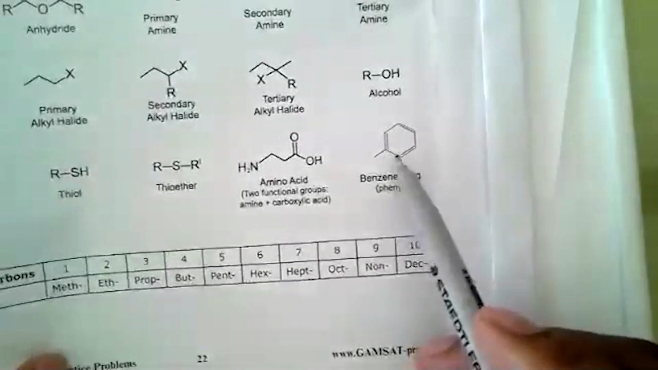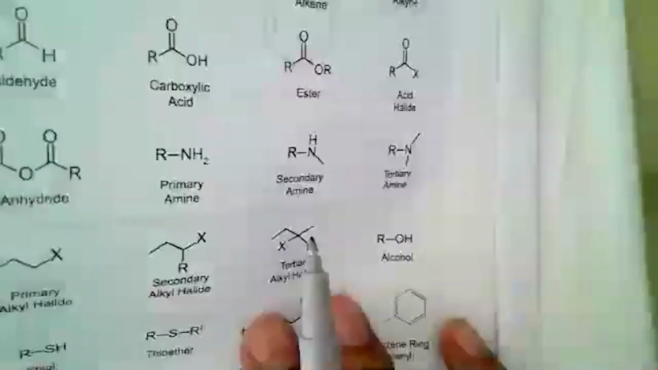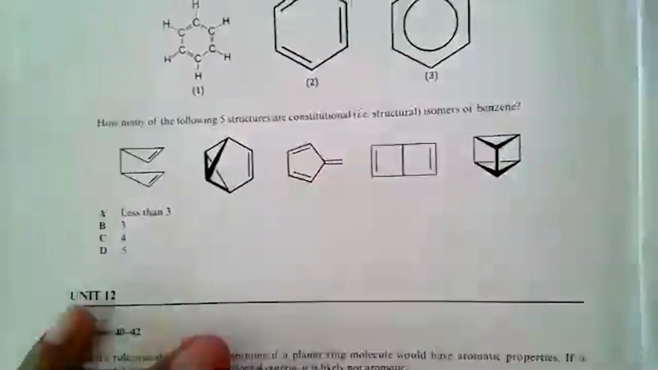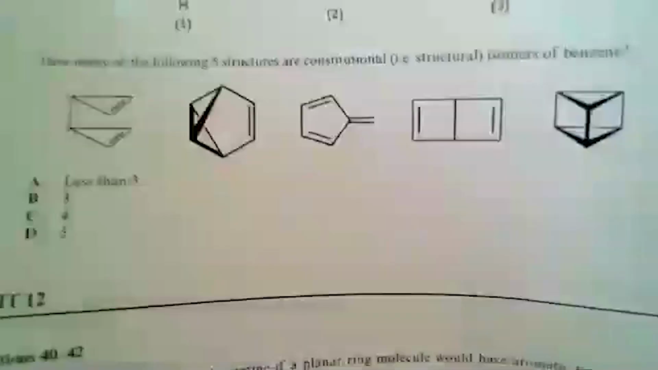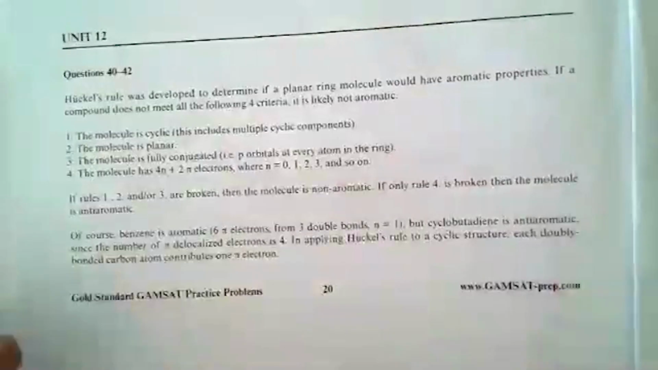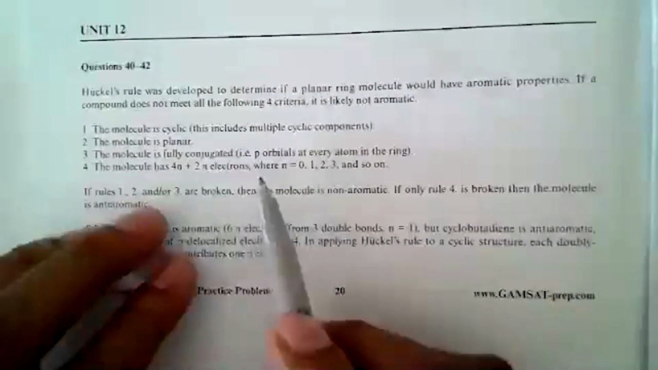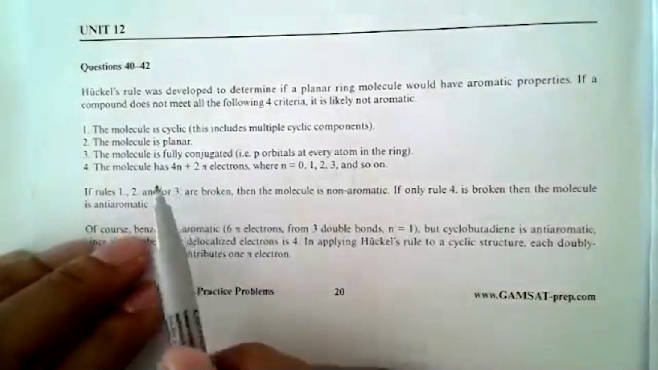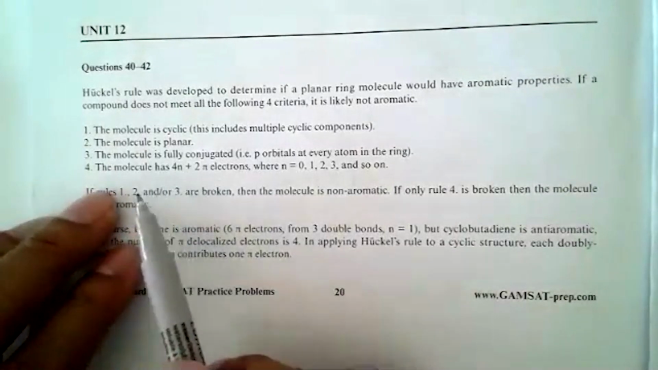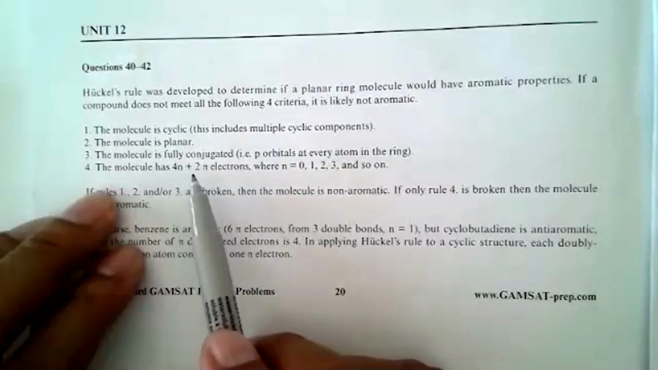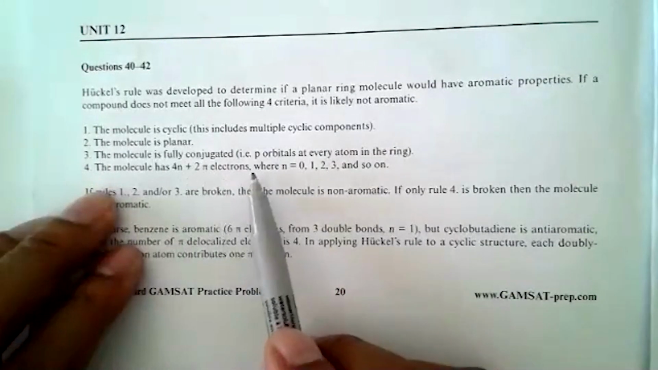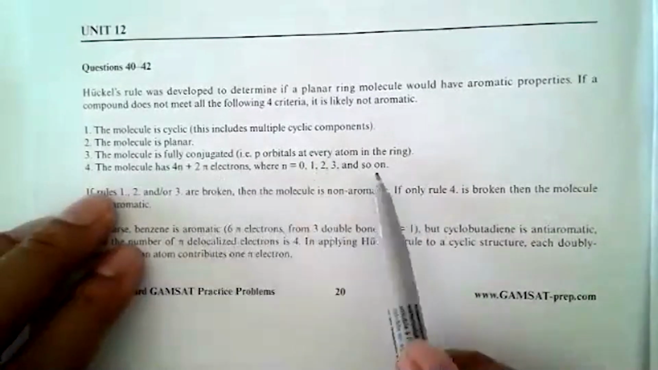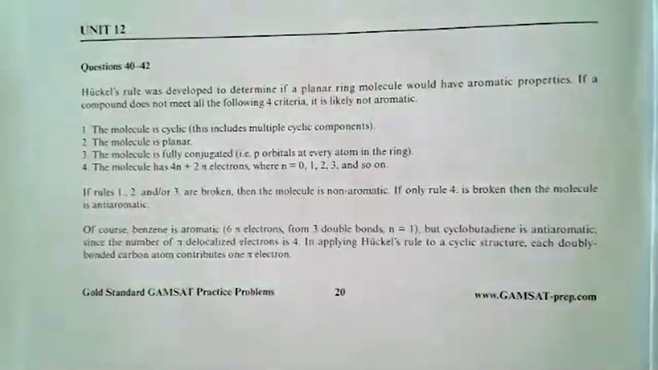So the issue of conjugation comes up on the exam frequently. You're going to find a beautiful unit on conjugation in the pink booklet, which is called GAMSAT Practice Test by Acer. So we want to make sure that it's fully conjugated: double, single, double, single. And then this is the rule that trips students up. The molecule has to have 4n plus 2 pi electrons, where n is equal to 0, 1, 2, 3, and so on. This is the rule that makes students uncomfortable.